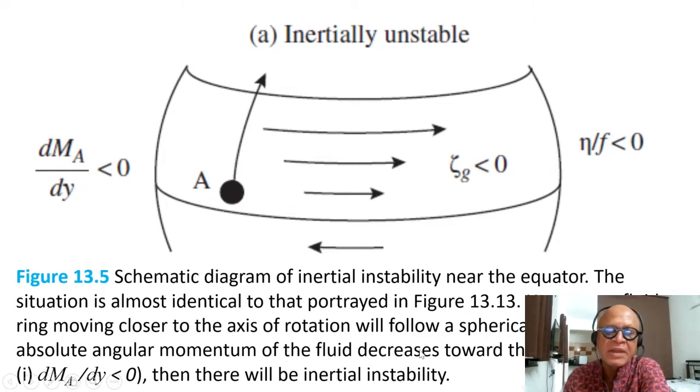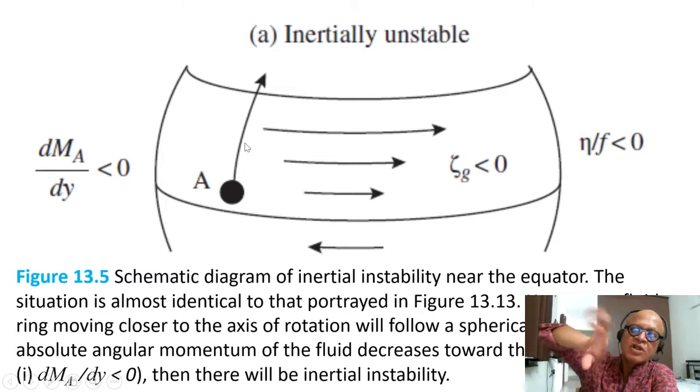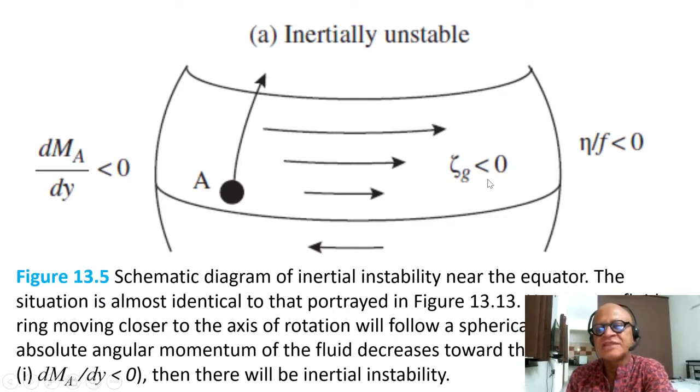If absolute angular momentum of the fluid decreases towards the poles, that is d m a over dy is less than 0, then there will be inertial instability. Basically, you can think of it as planetary vorticity increasing, but you curl your fingers around this meridional shear and you get that relative vorticity is less than 0. So eta over f is less than 0. So we are looking for solutions which are stable, unstable, and so on. So this is inertial instability because zeta g is less than 0.